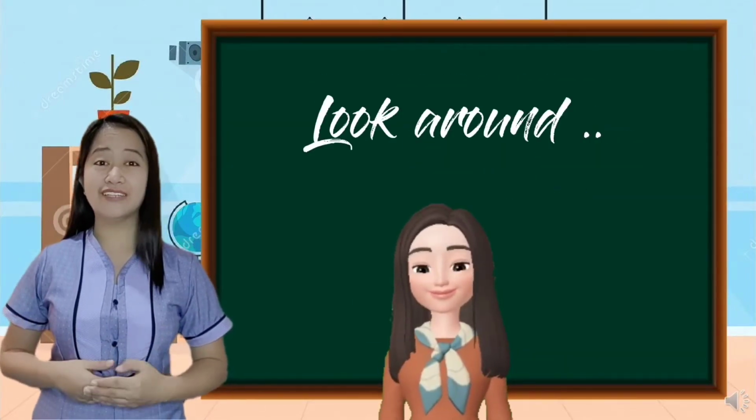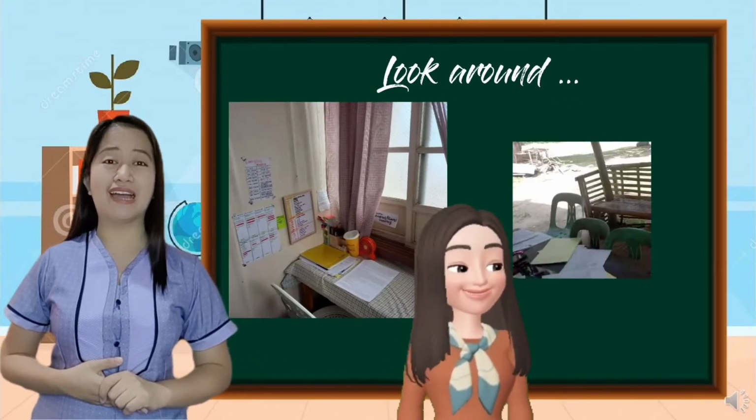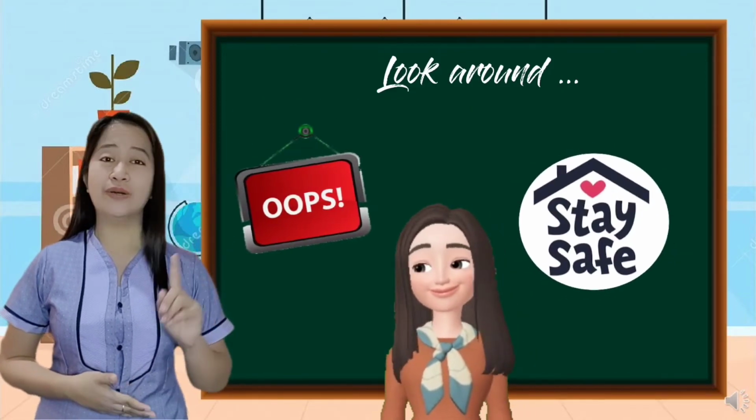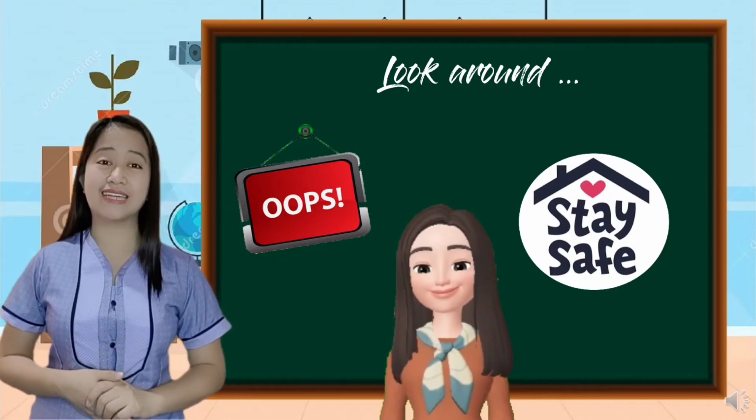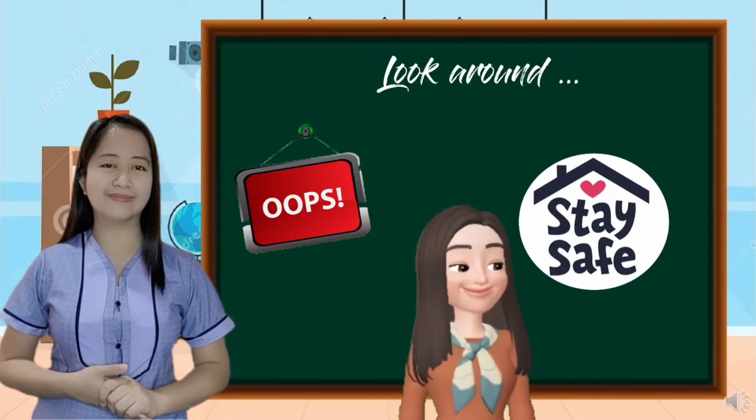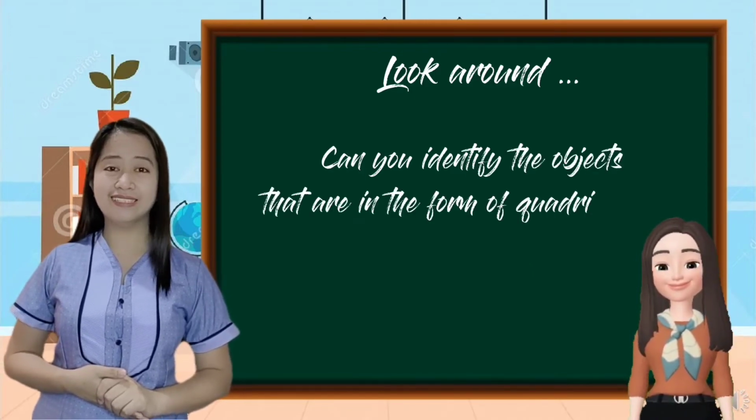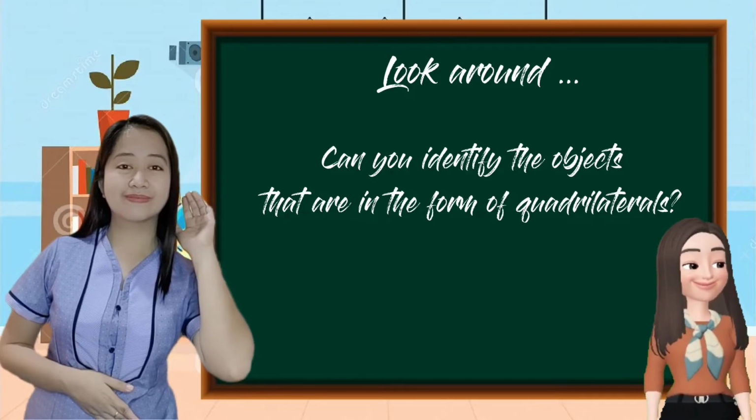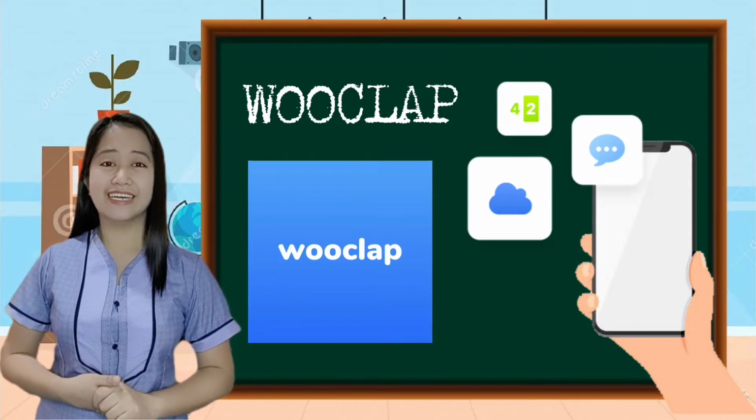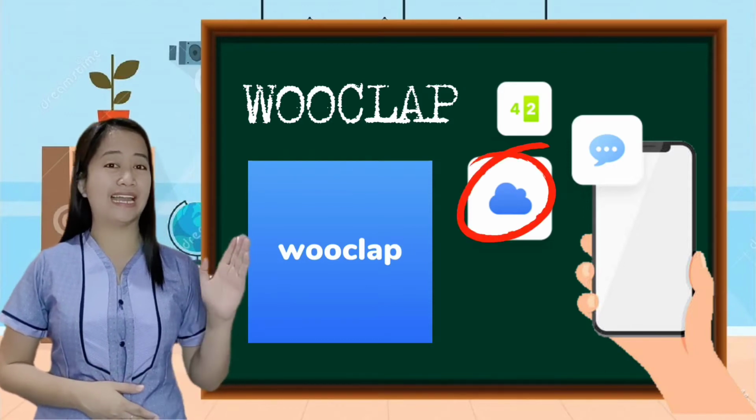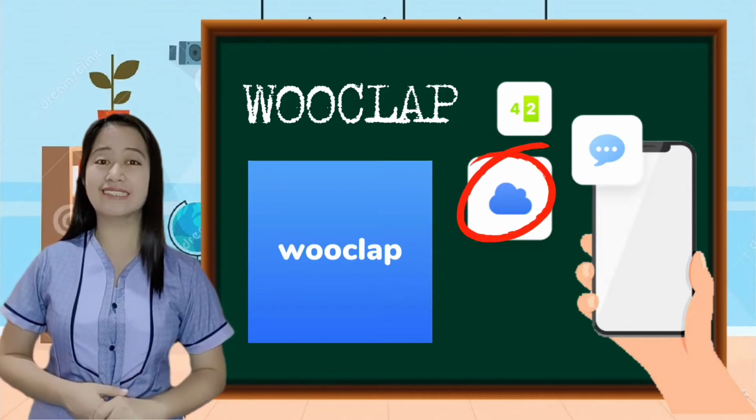This time, try to look around, whether your learning area is inside your home or outside. You don't need to wander around because everything you need in this activity is just within your sight. Can you identify the objects that are in the form of quadrilaterals? That's great! Try to write it in our word cloud. Again, I will share the link in our GC. Your 2 minutes starts now.